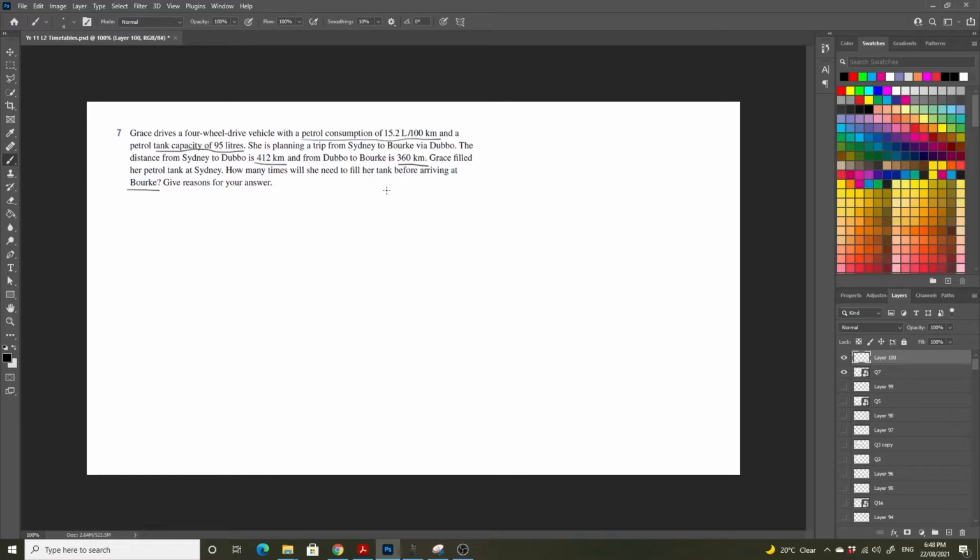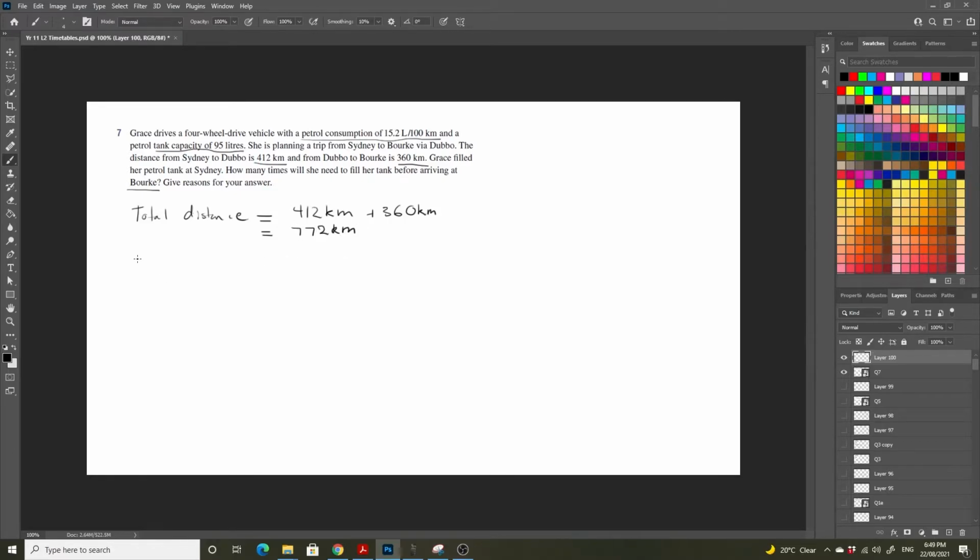Alright, so the first thing we need to work out is, how far is she actually traveling? So what's the total distance of her journey? Well, that's going to be equal to 412 kilometers plus 360 kilometers, which is going to be equal to 772 kilometers. Alright, so let's now convert this total amount using her petrol consumption rate. How many liters of petrol would this amount of travel use?